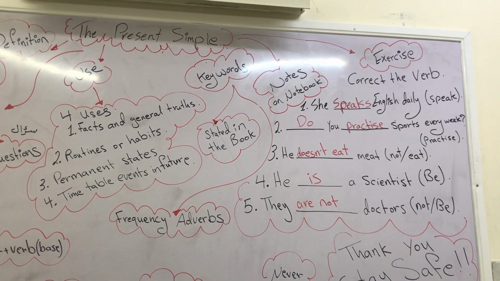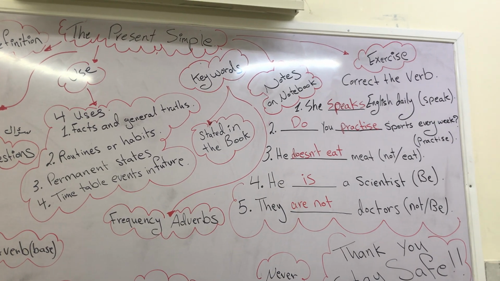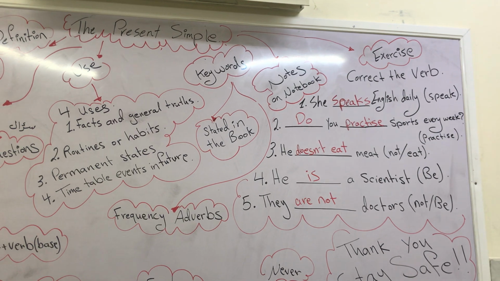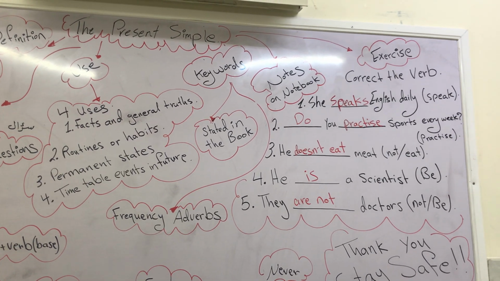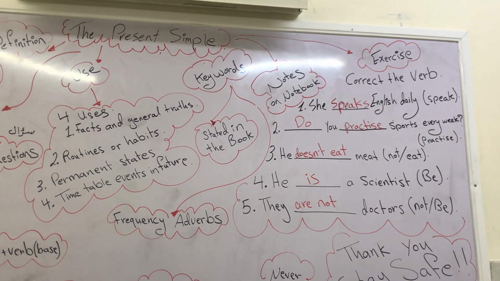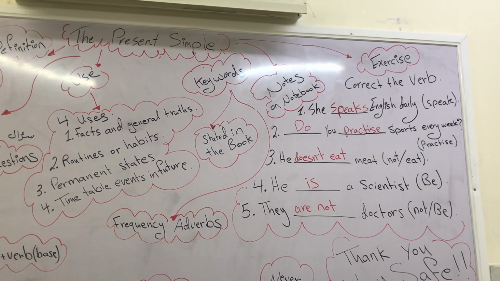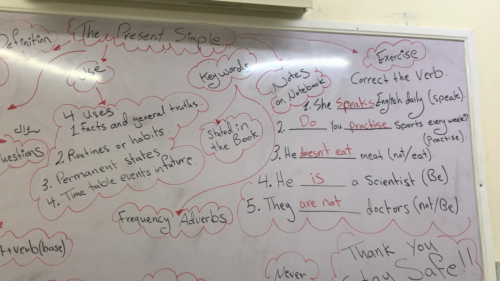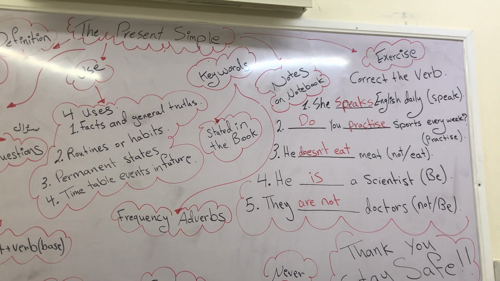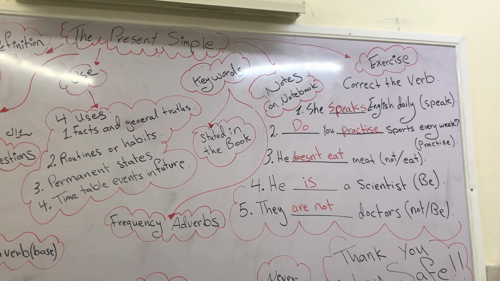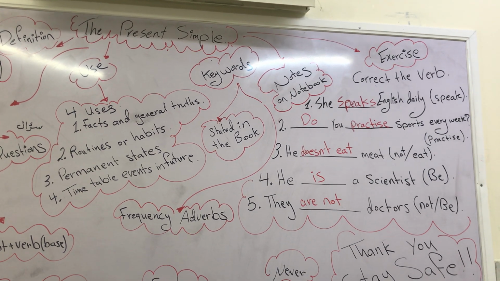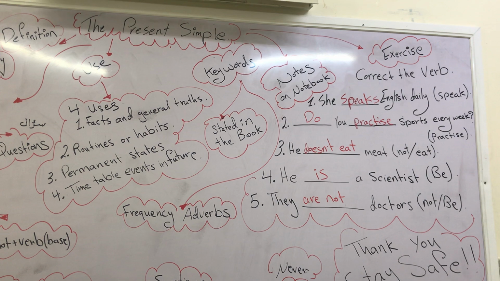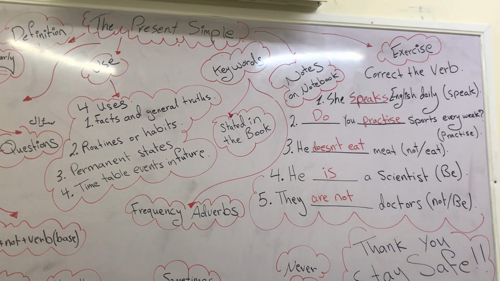Sentence number 3, I have he and meat, and I have the verb eat, and it is in the negative form. So I have to use the auxiliary verb do, and because the sentence starts with he, I have to add the s to do. So our sentence will become the answer, he doesn't eat meat.